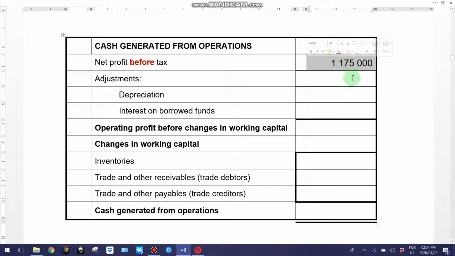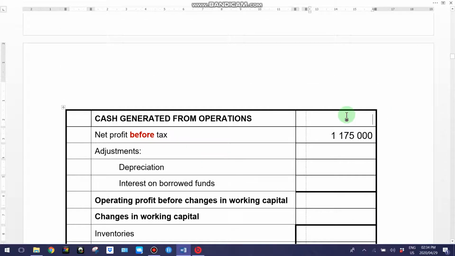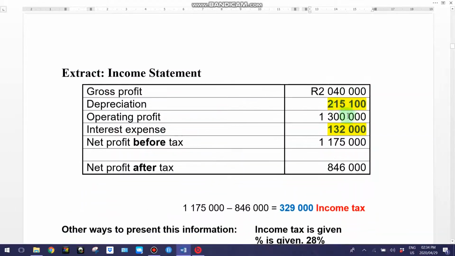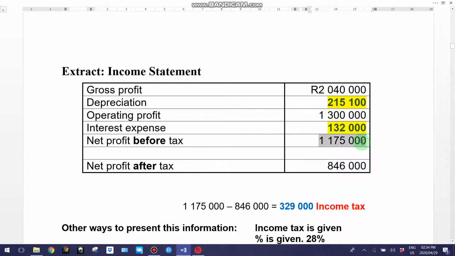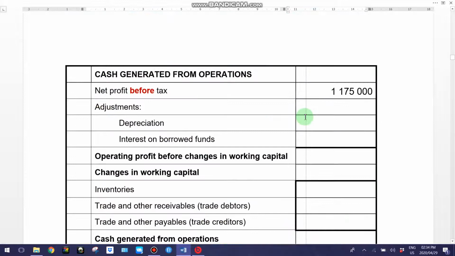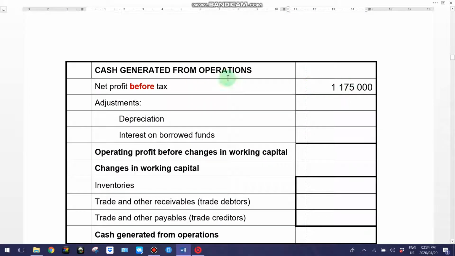Where do I get that? I'm going to look at that amount from my extract of the income statement. You see, the net profit before tax is given to me, and I need to use that information in this note here. So I've got my net profit before tax.